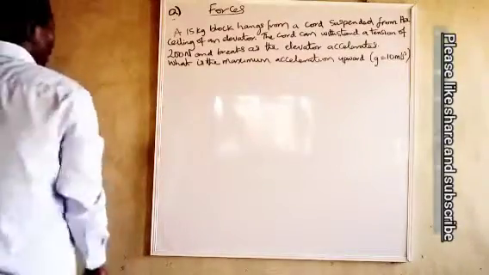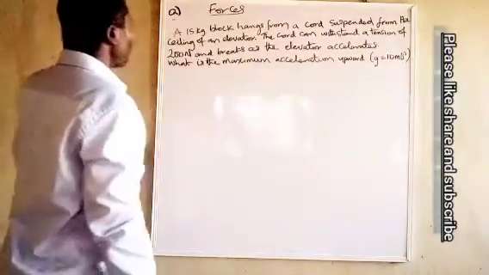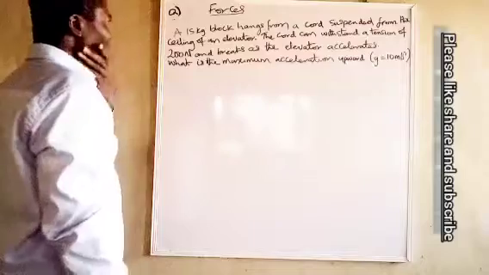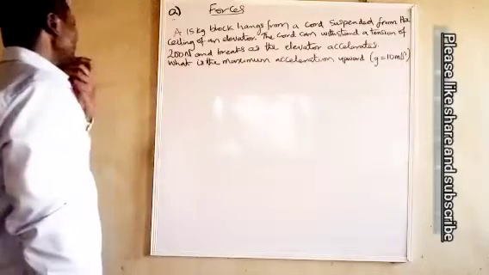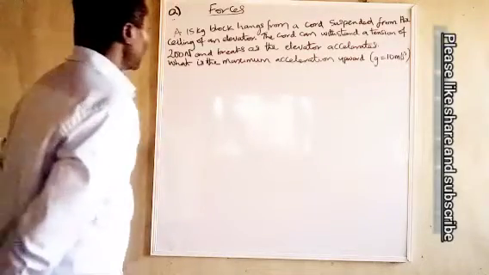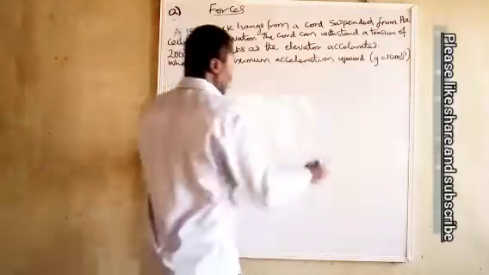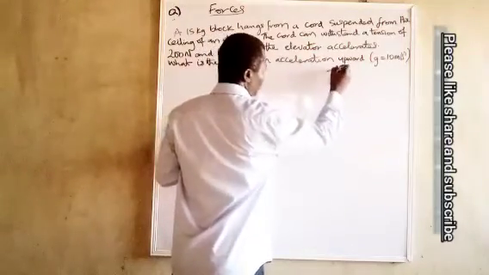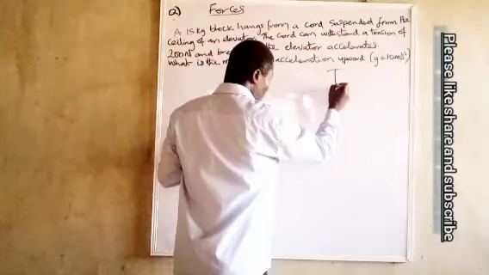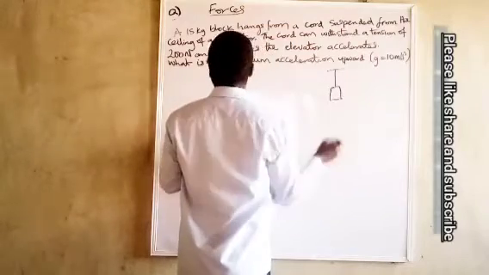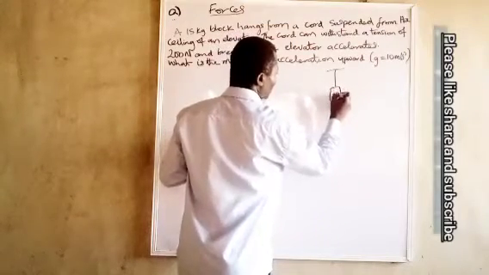A 15 kilogram block hangs from a cord suspended from the ceiling of an elevator. The cord can withstand a tension of 200 newton and breaks as the elevator accelerates. What is the maximum acceleration upward? How do we look at it? This is the elevator ceiling, and this is the block. I was told the block is 15 kg.